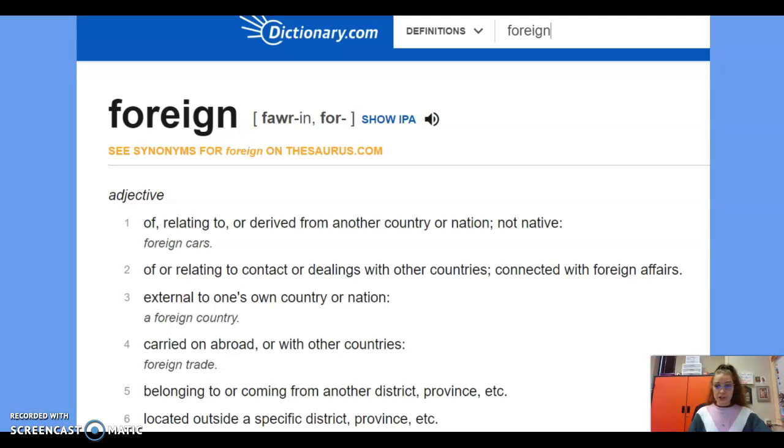One more thing about dictionary.com is look at this sound icon. If you are not sure how to pronounce a word, you can click on this sound icon and then it will say the word for you. So you can practice hearing it and saying it correctly.